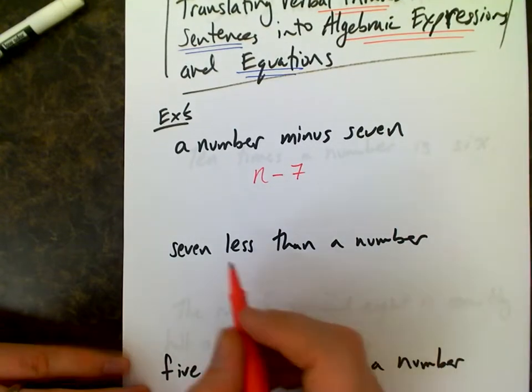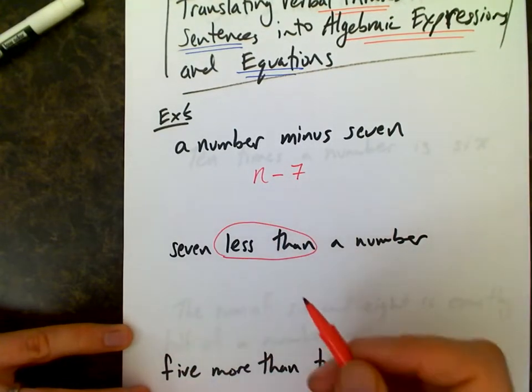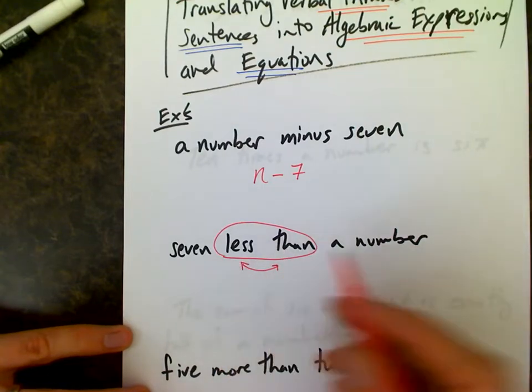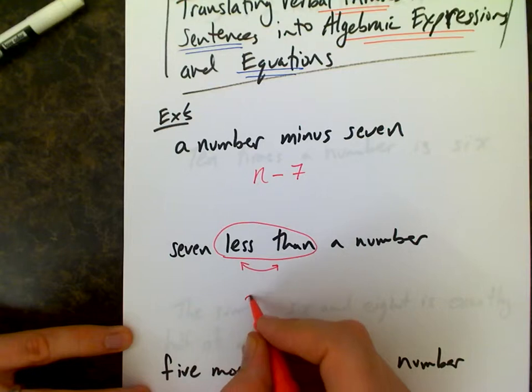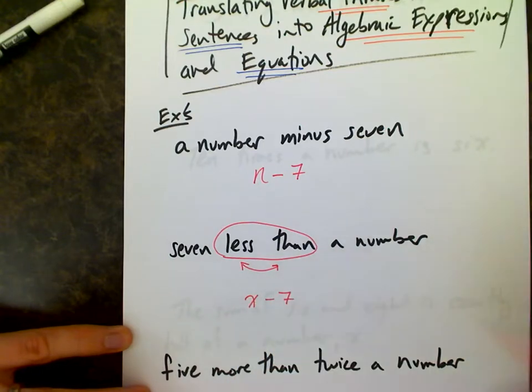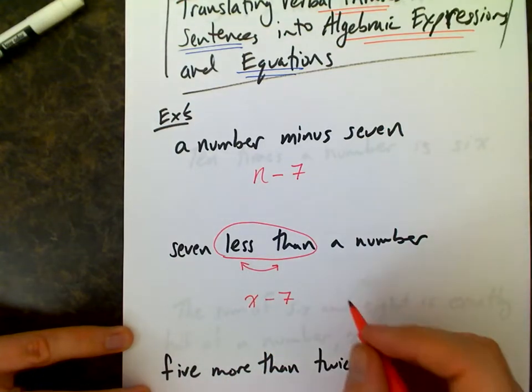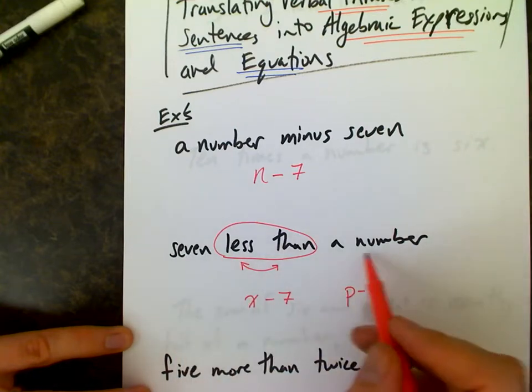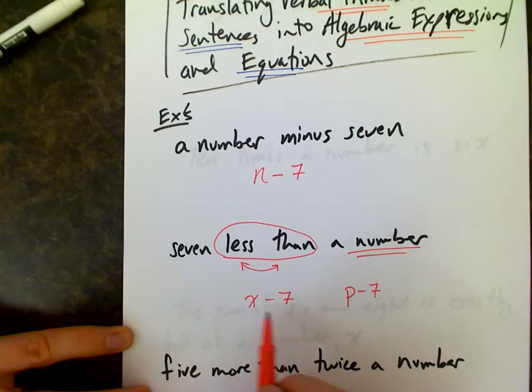7 less than a number. Now when you see less than, that actually does something. It basically kind of switches these values around. 7 less than a number could be x minus 7. Or you might have p minus 7. It depends on what you put for a number. But the less than, in this case, has you switch the order.